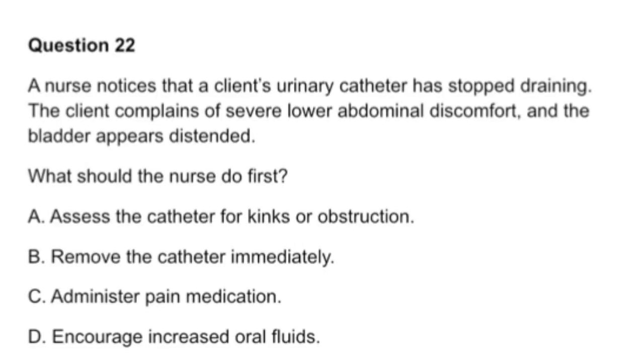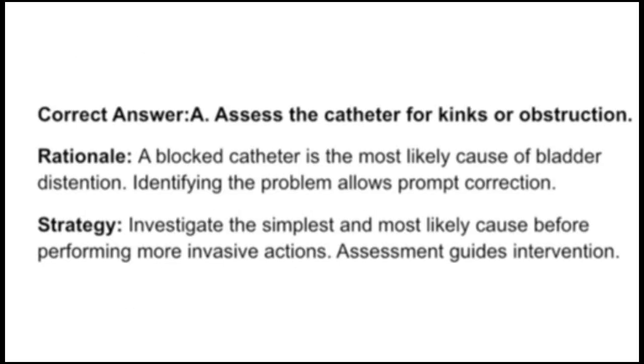Question 22. A nurse notices that a client's urinary catheter has stopped draining. The client complains of severe lower abdominal discomfort, and the bladder appears distended. What should the nurse do first? A. Assess the catheter for kinks or obstruction. B. Remove the catheter immediately. C. Administer pain medication. D. Encourage increased oral fluids. Correct answer. A. Assess the catheter for kinks or obstruction.